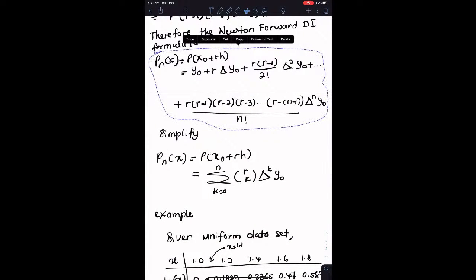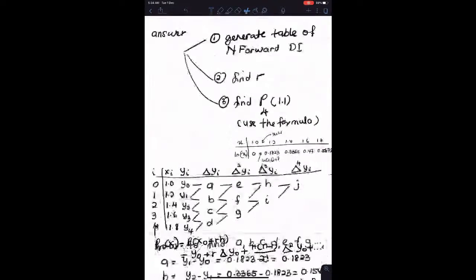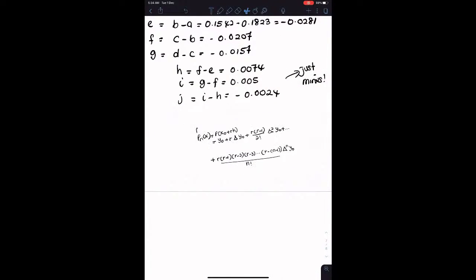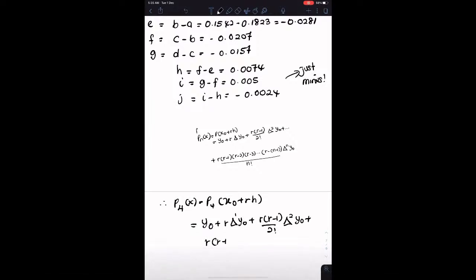Remember the formula. Bring the formula down, because we still do not remember the formula. You need to remember when n is equal to 4. So P4 equals P4 of x naught plus RH. You know what is R and you know what is H. H is 0.2. R depends on X. So what is the formula?